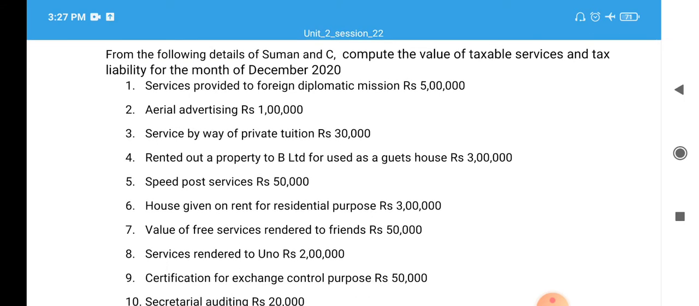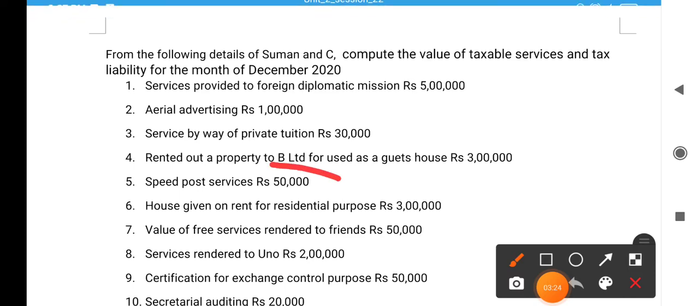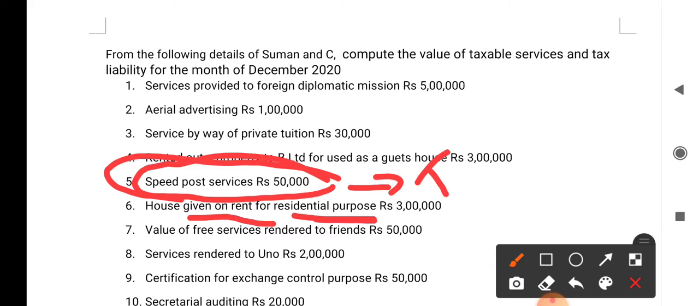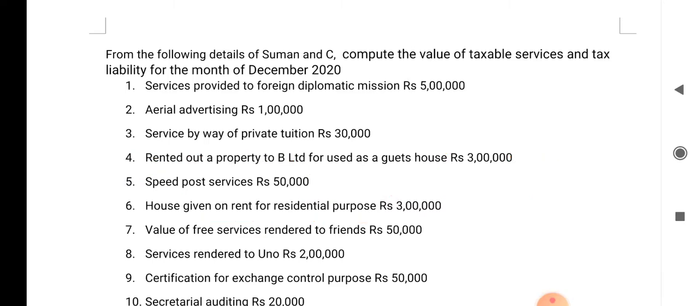Okay, speed postal services. You know that the postal services is exempt from tax, but such exempted services do not include speed post. Speed post has GST, therefore this is included in taxable. Next, house given on rent for residential purpose. Here the property is let out for what purpose? Residential purpose. Just now I told that if the property is given for residential purpose and you receive the rent, it is completely exempt from tax. Therefore, this amount of rupees 3 lakh is not includable in aggregate turnover.